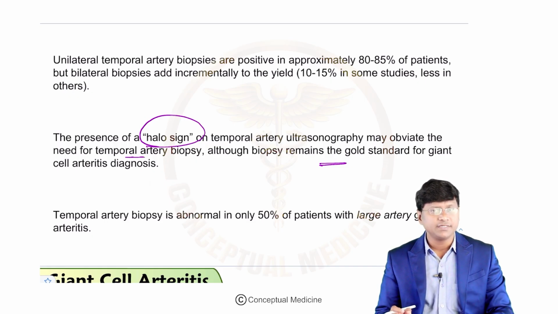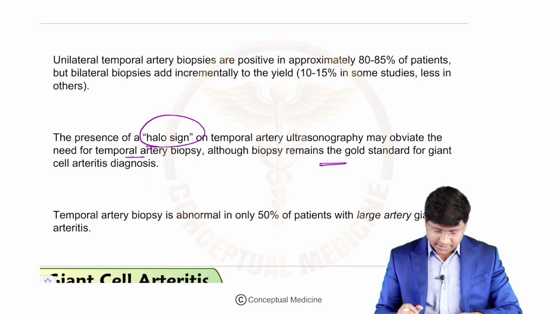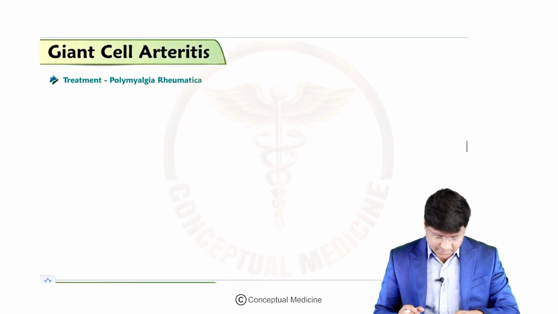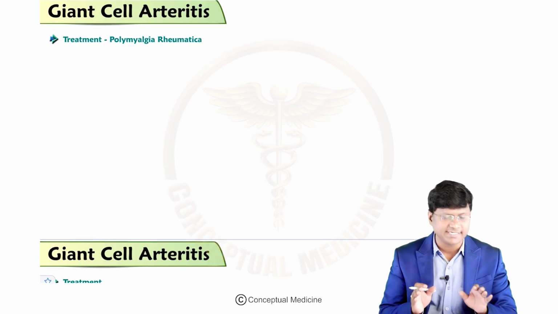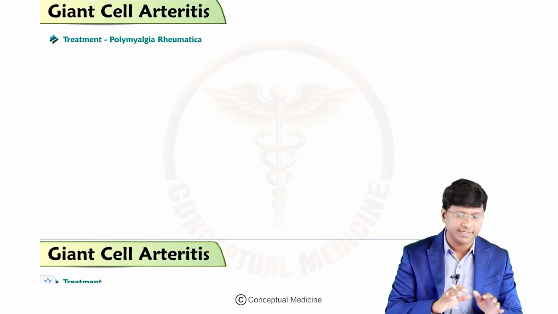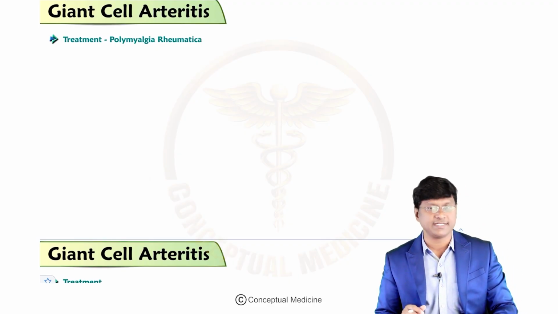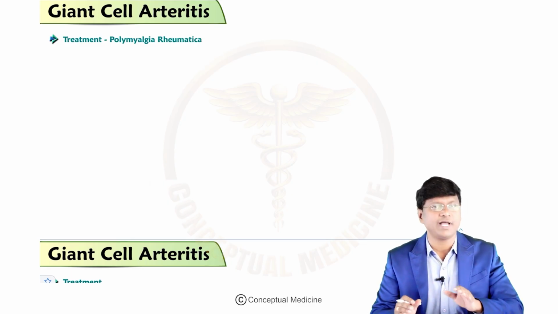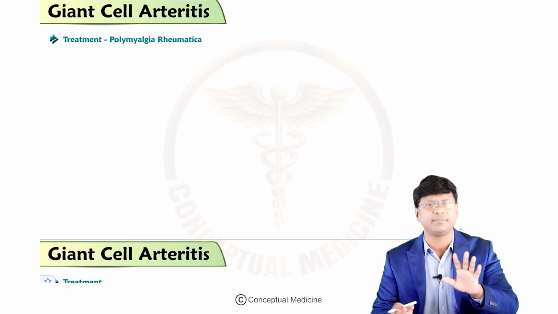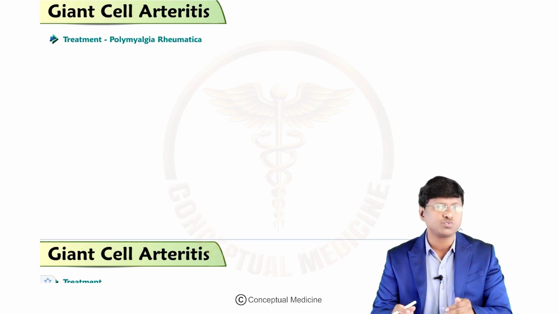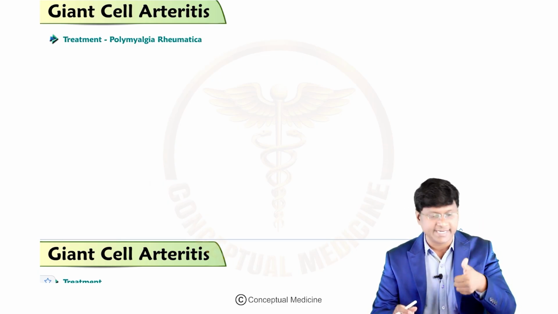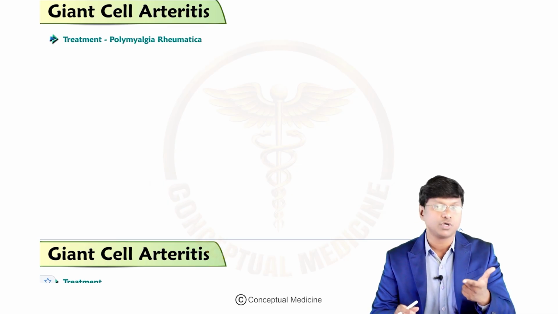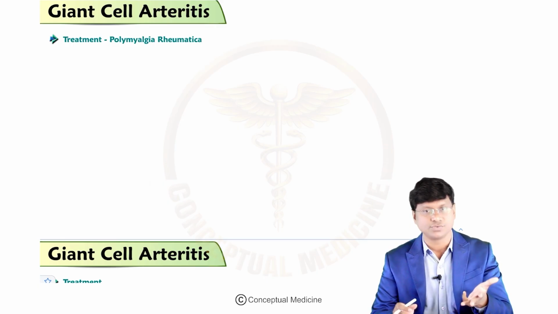If you see the treatment in patients with giant cell arteritis, first of all, take the treatment in polymyalgia rheumatica. I said 40% of patients with giant cell arteritis have associated polymyalgia rheumatica. So in patients who have only isolated polymyalgia rheumatica, that means those not having above the neck symptoms, like headache, jaw claudication, scalp tenderness, and visual symptoms.